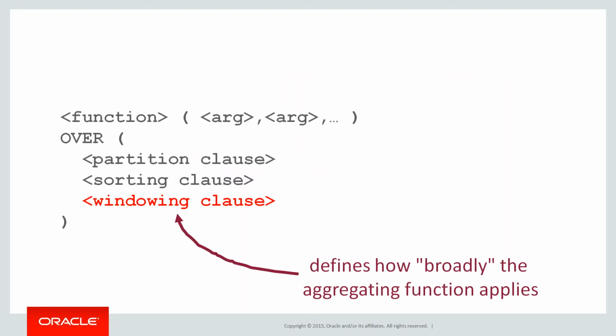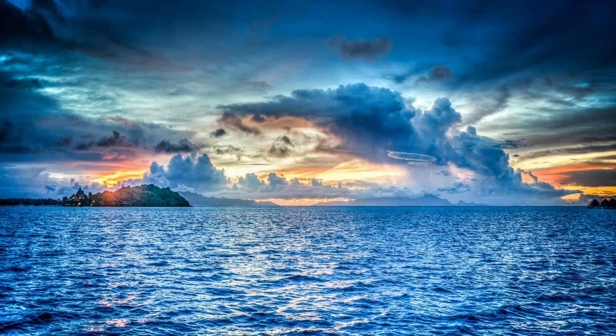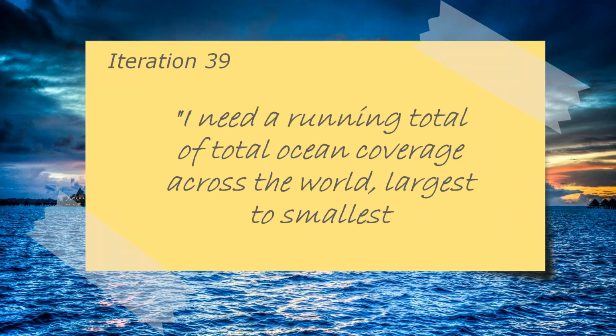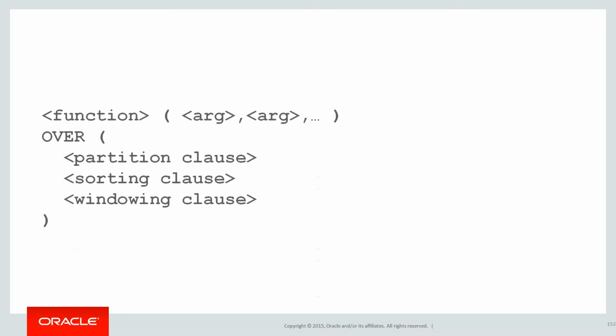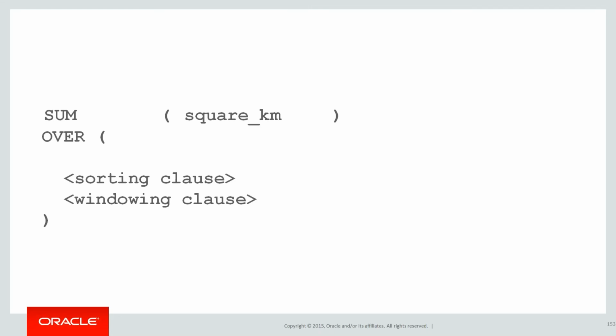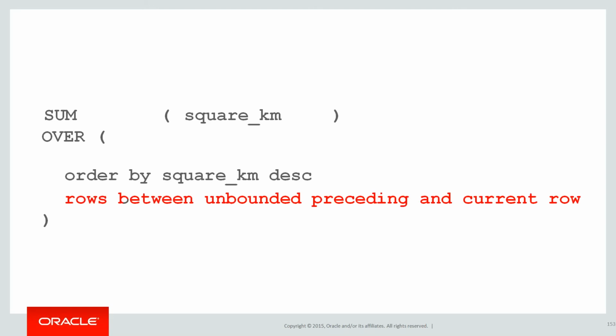We have a beautiful picture of the oceans there. So this is our next requirement. I need a running total of total ocean coverage across the world, largest to smallest. So here's our sample data, some oceans of the world. We're going to build up our analytic function once again. We're doing a sum of the square kilometers. We're aware that a total generally means sum. We're not partitioning by anything. We're doing it across all the data we've got. We're sorting it by the square kilometres, the size of the ocean.